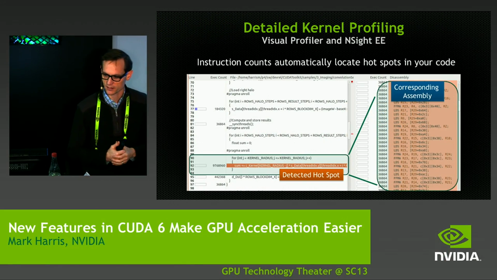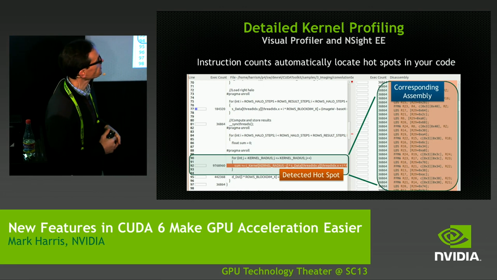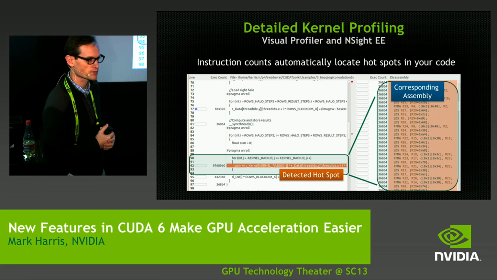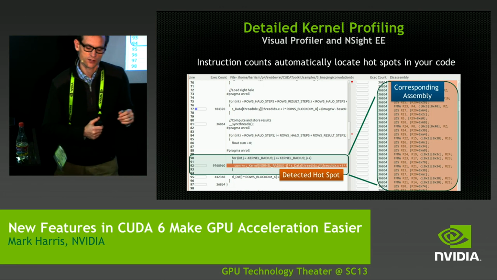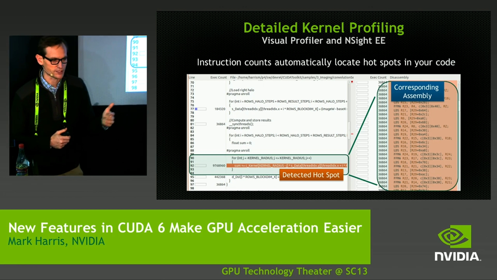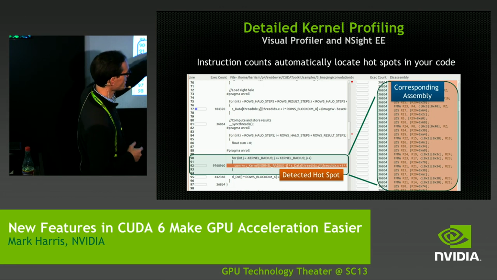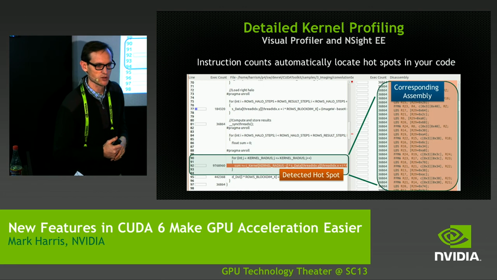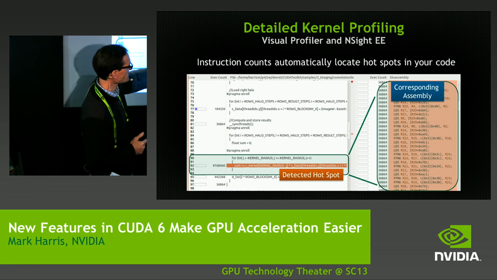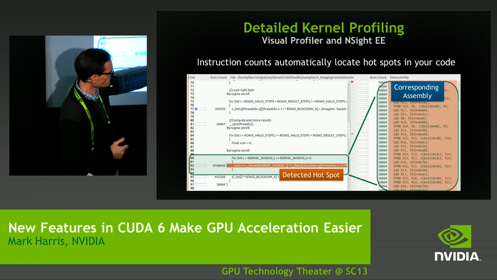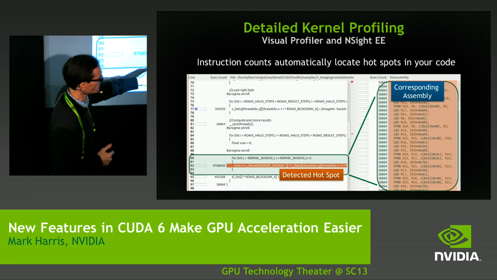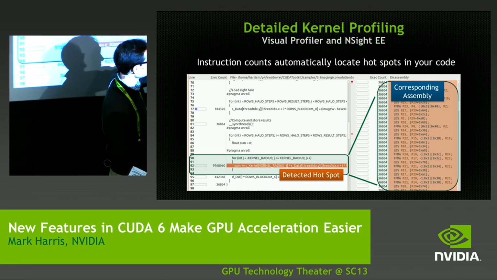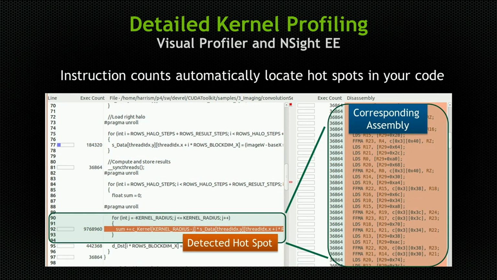The last feature I'm going to talk about is improvements to our guided analysis features in the Visual Profiler and Nsight Eclipse Edition that provide more detailed kernel profiling. The profiler is now able to count instructions, so it can show you lines of code where your program spends the most time. For example, here we have a line of code that does a fairly complicated operation with a bunch of memory lookups, and that executes 9.7 million instructions across all the threads. You can look inside that and see the corresponding assembly code if you want to look at the details of the assembly.